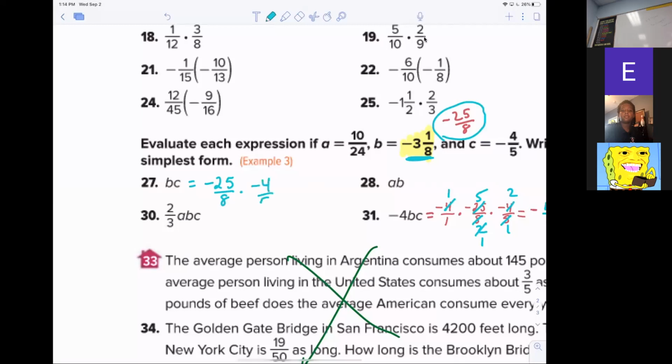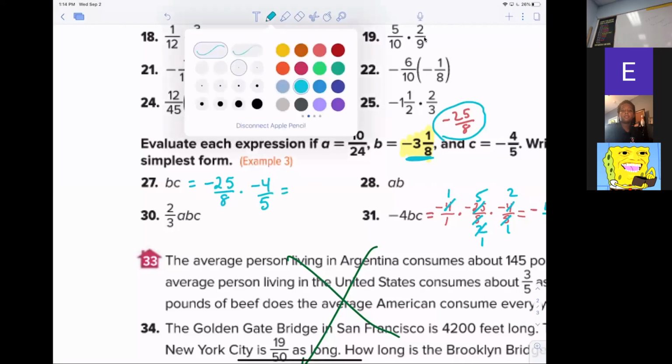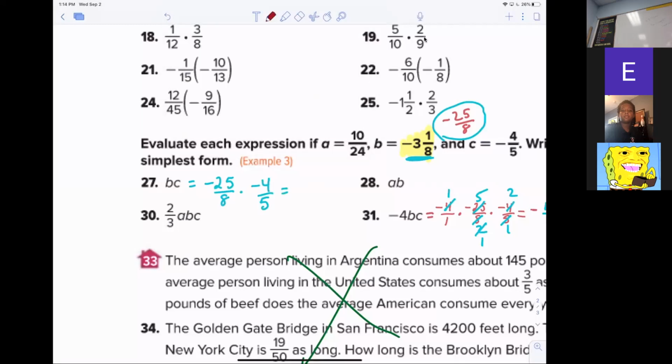Good. All right, come on now. Let's see if you can do this. So 5 and 25. 25 becomes a 5. Right. 8 becomes a 2. Yep. 4 became a 1. 5 becomes a 1. Right. So final answer. Is it negative or positive? Positive. Good. Positive what?